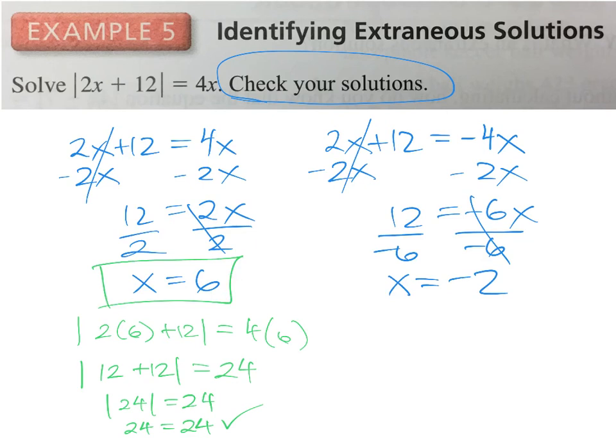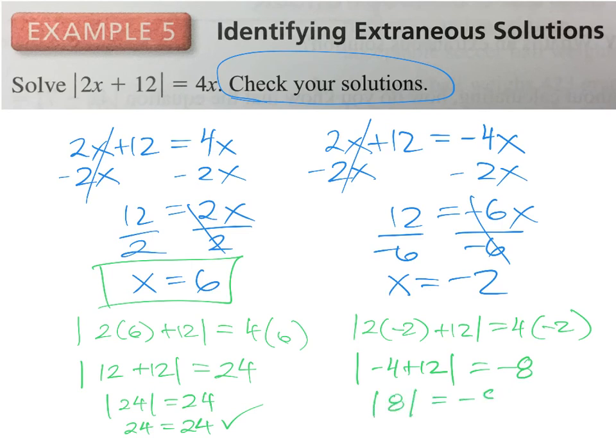For the next one, let's plug negative 2 in. So I have 2 times negative 2 plus 12 equals 4 times negative 2. So I have negative 4 plus 12 equals negative 8. Now I have the absolute value of 8 is equal to negative 8. The absolute value of 8 is 8, and is that equal to negative 8? No, that does not work. So x equals negative 2 is not a solution.